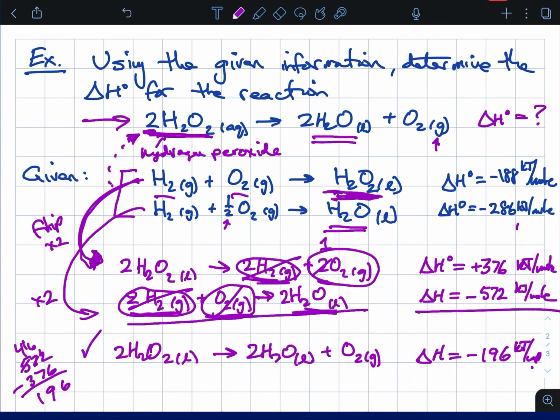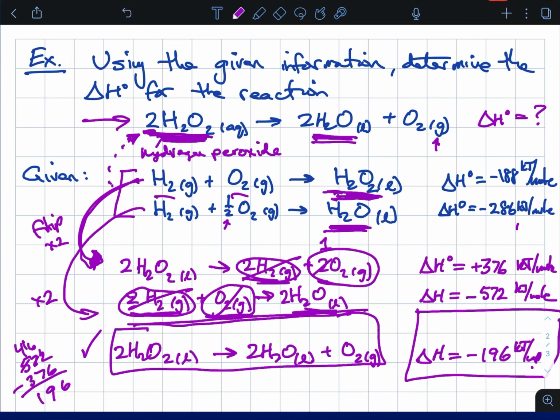So that's how I knew to look back here and say, oh, I need 2 of those and they need to be on the other side. Oh, water's only here. I need it here. It's in the right place, but I need it multiplied by 2, okay? Then once you get the reactions set up correctly and they add up to the overall reaction that you want, now you know you can just add the delta H's and get the overall delta H, okay?